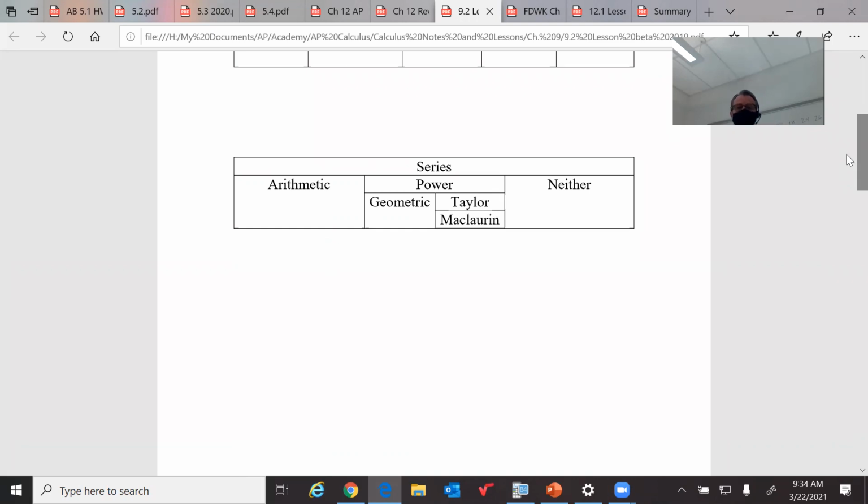Now, I put this together, just to organize things. Series could be arithmetic. They could be power series. Geometric series are subsets of power series. They could be Taylor. Maclaurin are subset of Taylor. Most of them are neither. But that's how this all fits together. Okay, we're not interested in arithmetic series. They're not getting us anywhere. Because in arithmetic series, you're adding the same amount. That's not going to converge. We want series that will converge. So we're concerned with the center of this.